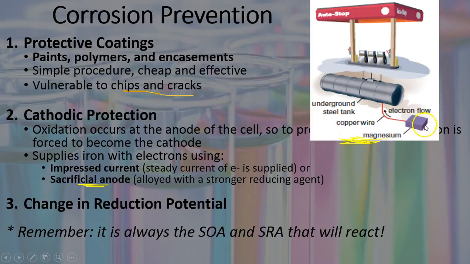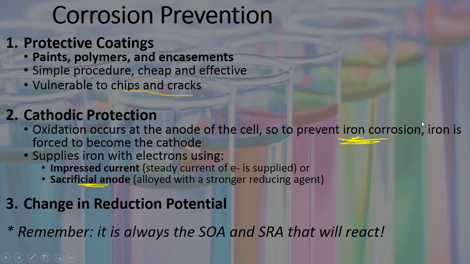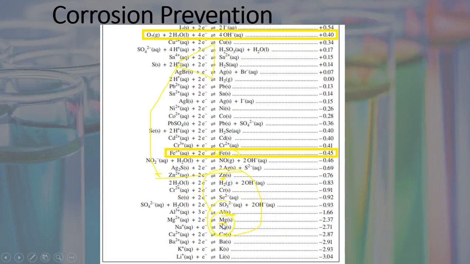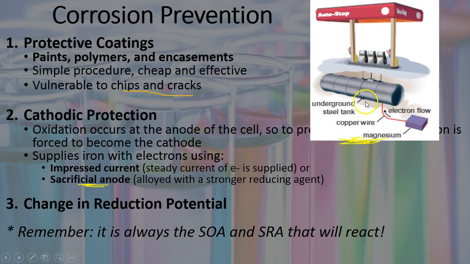Here's an example. If we have a steel tank underground, it is generally connected by a wire to magnesium, and like we said before, magnesium is below on the chart. So it will react with the water and the oxygen rather than the tank itself, and so we have what's called cathodic prevention, and the magnesium is the sacrificial anode.